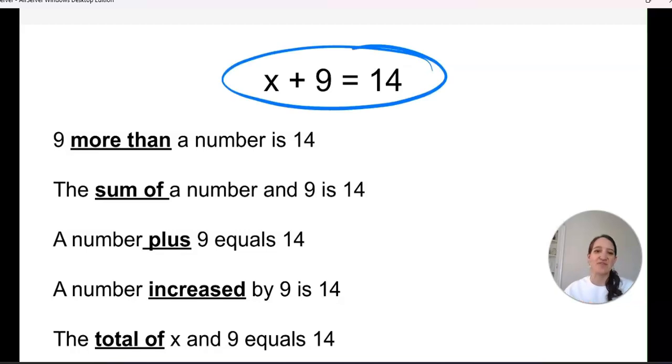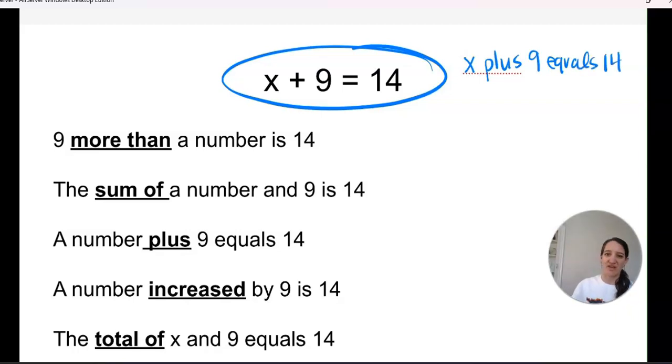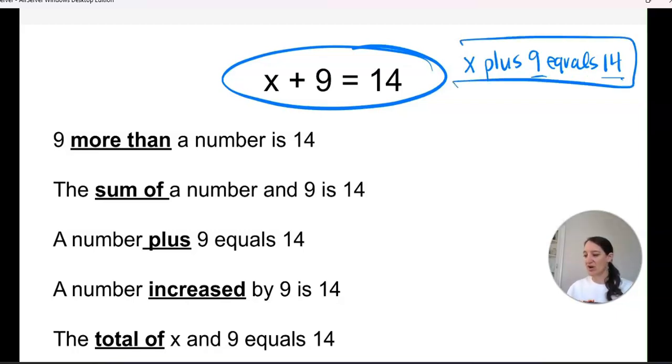X plus 9 equals 14. And you could literally write x plus 9, not the equal sign, but equals 14. Okay, so write out everything in English except for the numbers. The numbers can stay numbers, but everything else. Okay, so this works absolutely, but you could also say 9 more than a number is 14.